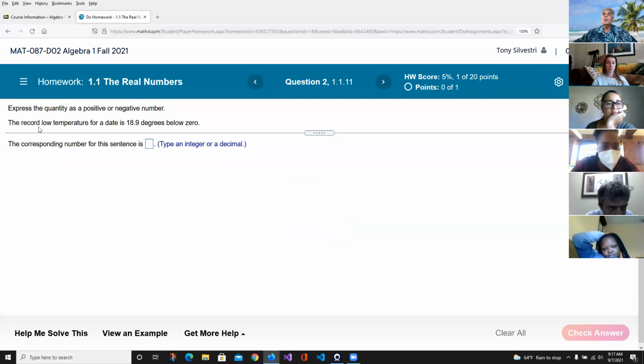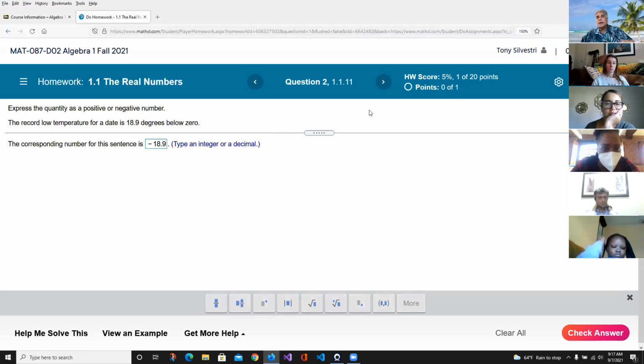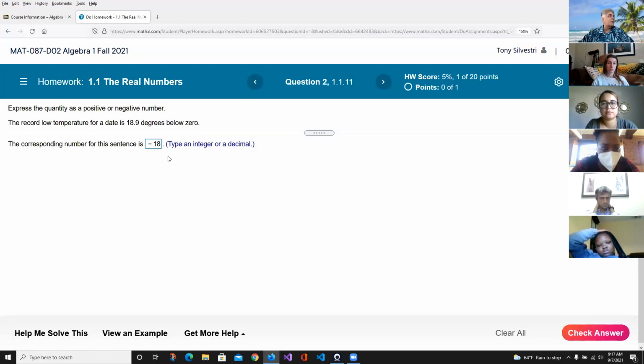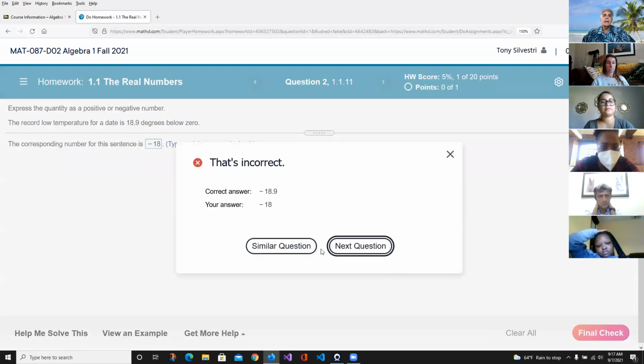The record low temperature for the date is 18 below zero. Below zero probably means minus 18. But I'm going to get it wrong to show you what happens. It's not going to abuse you or call you an idiot or whatever. Negative 18, we'll get it wrong. Check your answer. Oh, that's incorrect. You get 3 or 4 tries to do this over again. I'm convinced this is the right answer. No. Final check. That's incorrect.